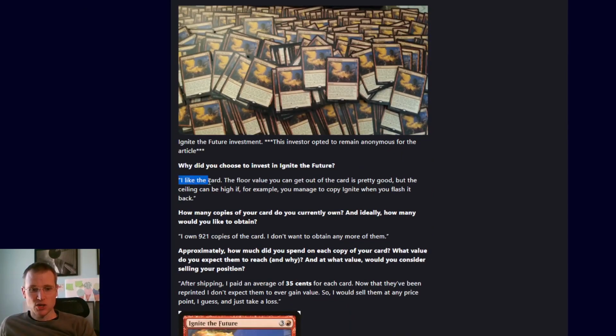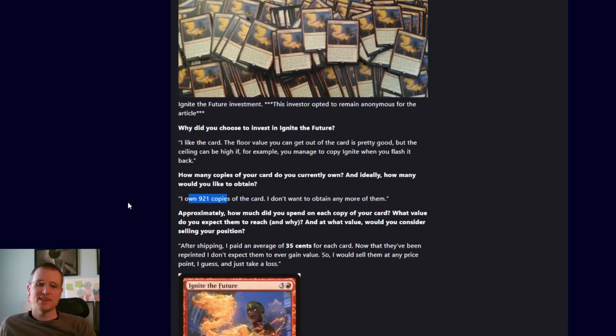So the next one, Ignite the Future. I like the card. Okay, that's a good reason to buy 8 or 10 copies. I like Cursed Scroll, and I've bought like 30 near mint copies of it because I like the card. But buying 921 copies because you like the card, I don't know about that. Now, he says he only paid about 35 cents each. And now that it's been reprinted, he doesn't ever expect it to gain value, so he would sell them at any price point and take a loss.